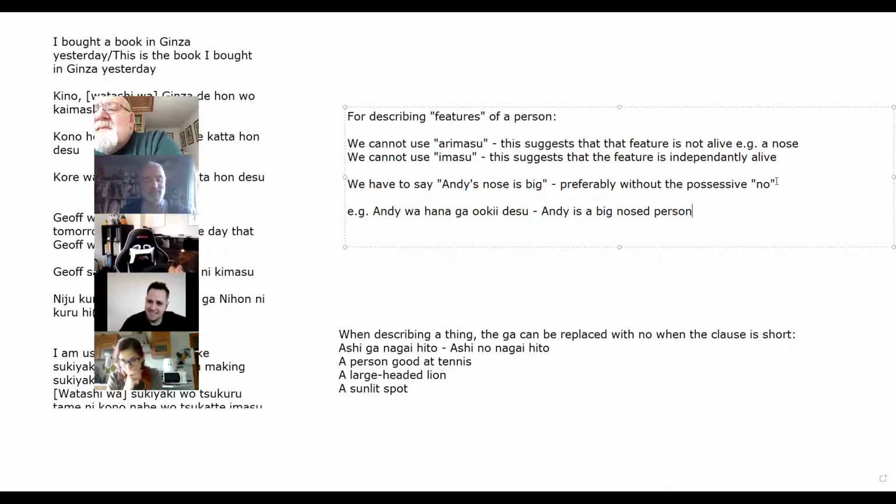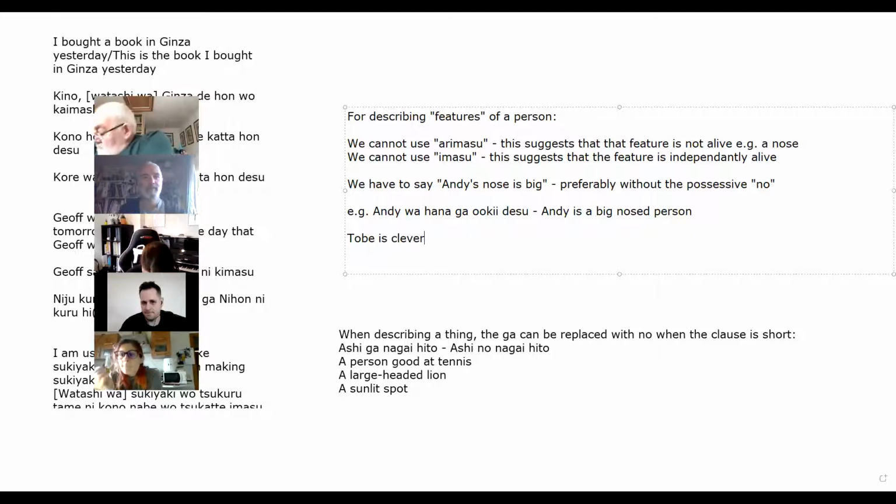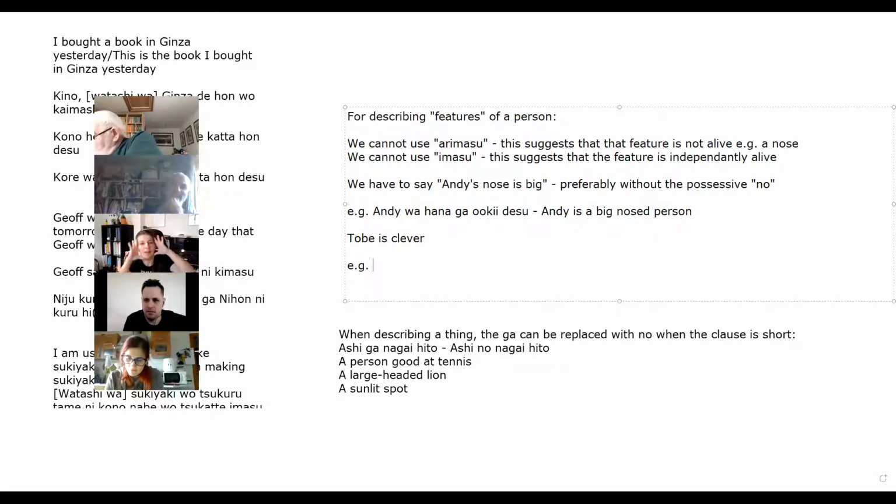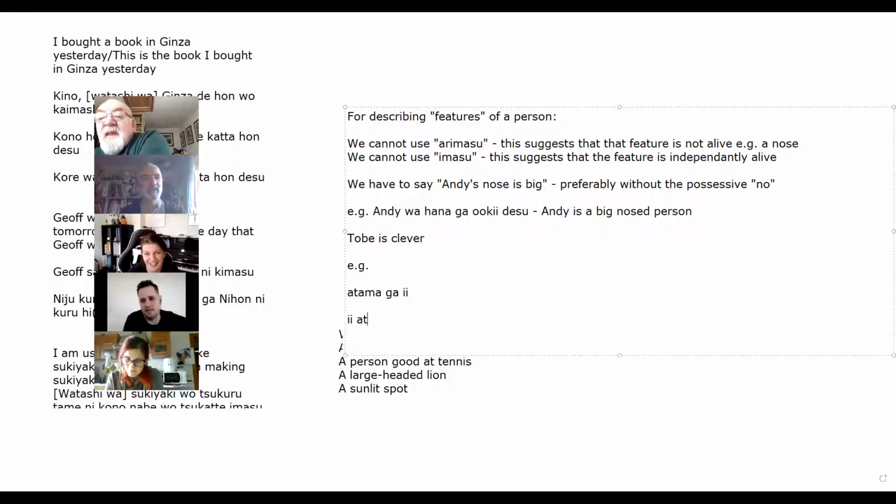Now, this is actually normally used in a slightly different sense to say, for example, Toby is clever. It's a lie. We'll find out. Do you want to try translating it? I don't know, clever, actually smart. Would this be like a genius? You could just use this. You could just say tensai desu. But usually, I think Effie's got the answer there. Do you want to say it, Effie? Atama? Atama ga ii.